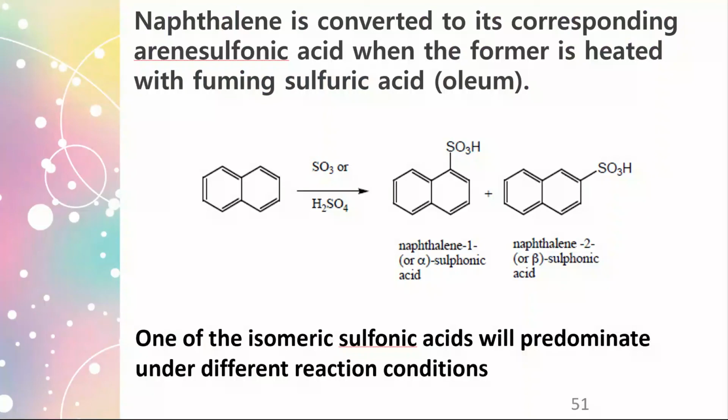higher temperatures. So the example that we're using is that of naphthalene, and it is converted to its corresponding arenesulfonic acid when the former is heated with fuming sulfuric acid, or sometimes you will see oleum as opposed to sulfuric acid.